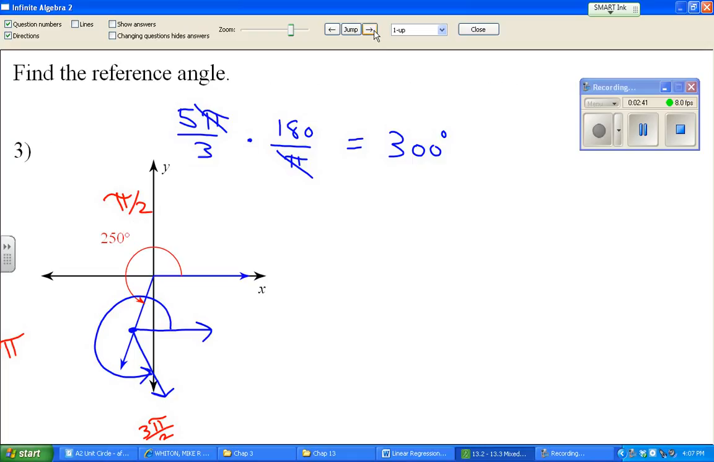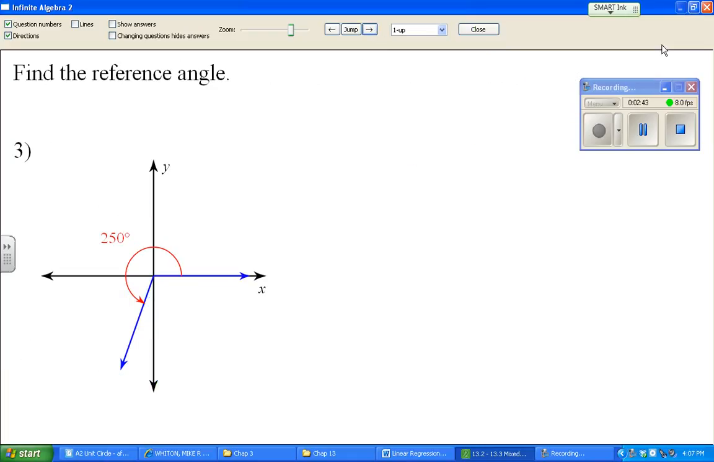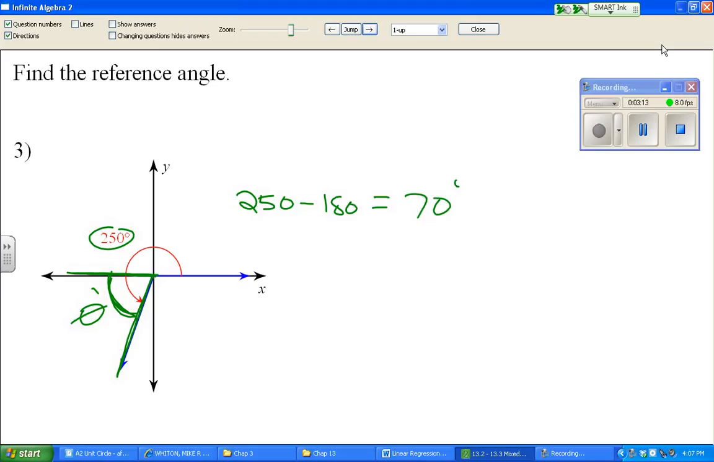Okay, number 3, now we're talking about reference angles. They actually gave you the angle of 250. For the reference angle, you always think about where your angle terminates and gets you back to the x-axis as quickly as possible. So this angle measure here is going to be our reference theta prime. You can think of it as they went past 180 to get up to 250. So our reference angle is how much past did they go, or basically just take 250 minus 180, and you should get an answer of 70 degrees for the reference angle.